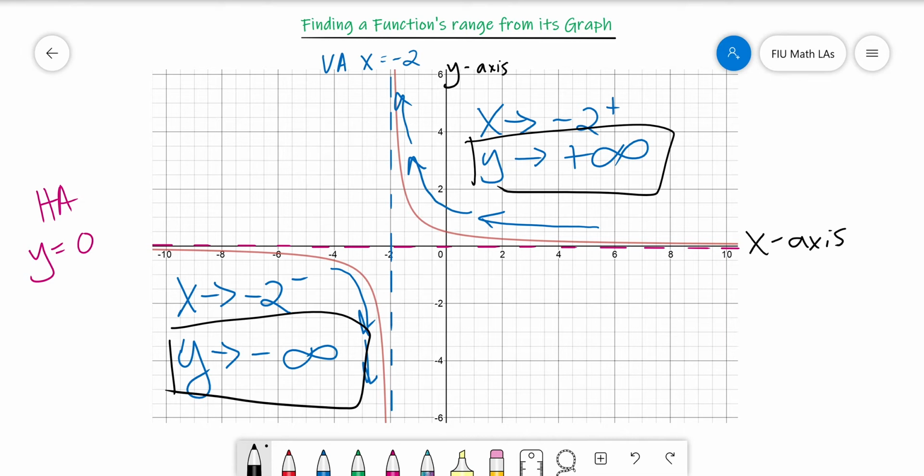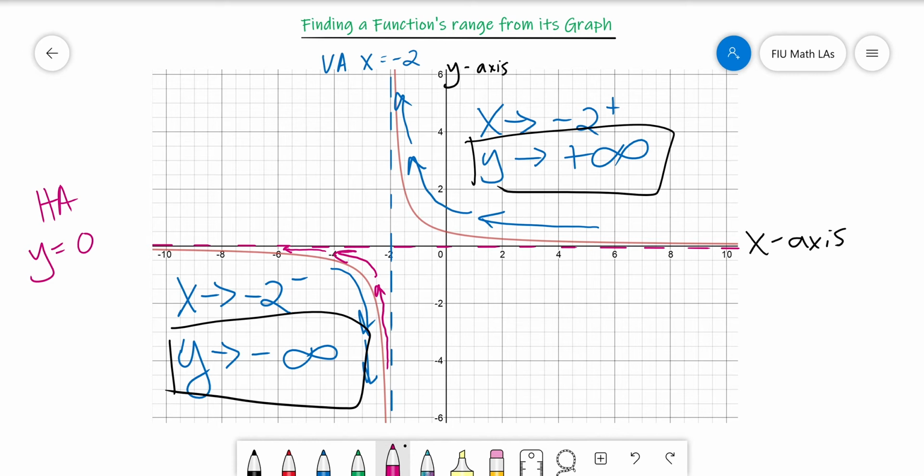The last little bit of information we need is to look at our horizontal asymptote. And we see as y increases this way from negative infinity, it gets closer and closer to our x-axis, but it never actually touches our x-axis. Or in other words, y gets closer and closer to 0, right? y equals 0 is the line here, but it never actually touches 0.